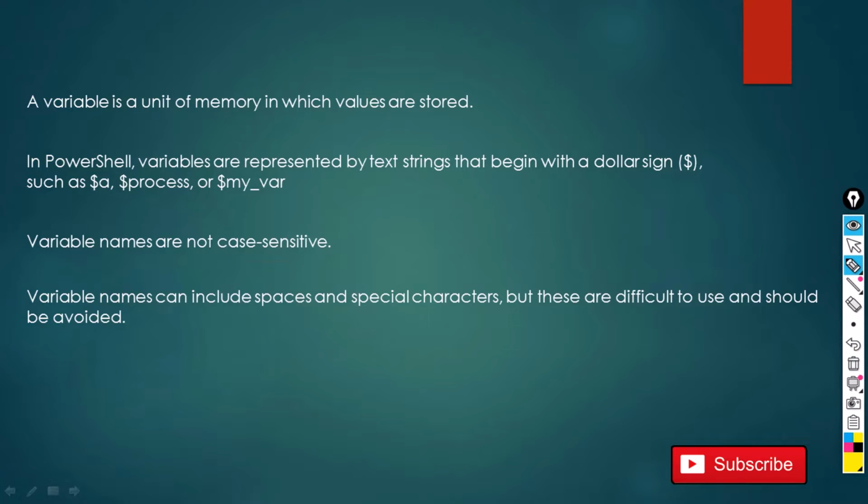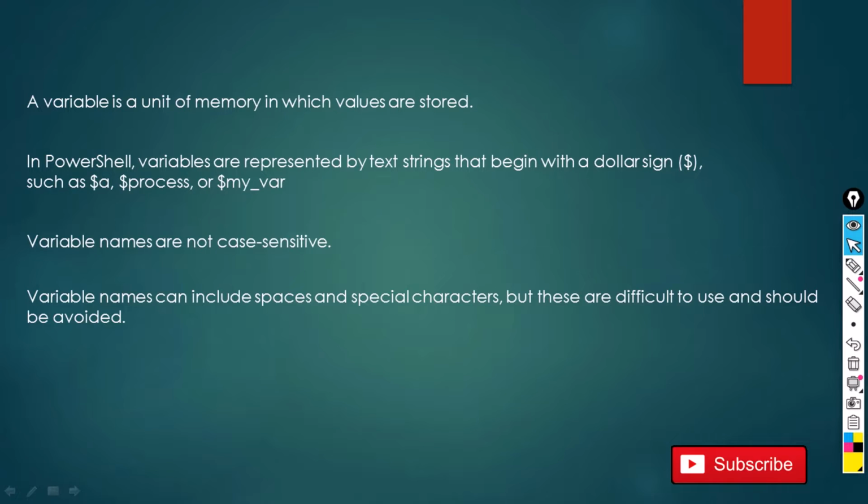And then variable names can also include spaces and special characters, but these are really difficult to use and should be avoided. I'm going to demonstrate how you can create a variable using spaces and special characters. It is important for you to understand because when you look for some code on the internet, some people tend to use these spaces and special characters in their variables, so you should be able to understand what they are actually referring to.